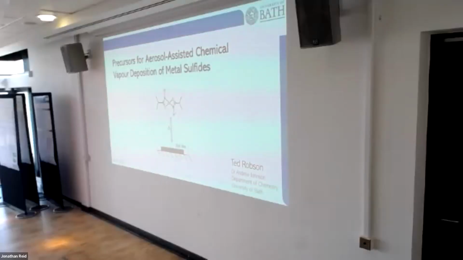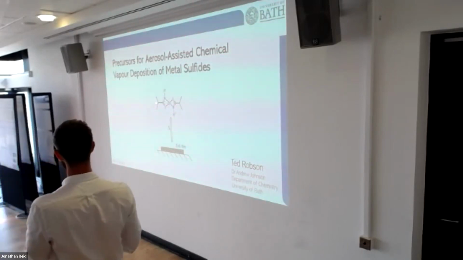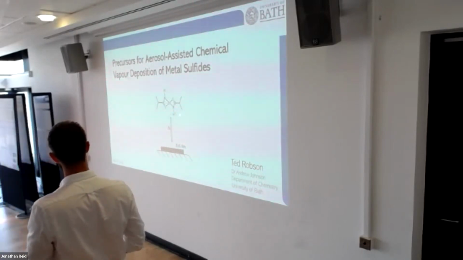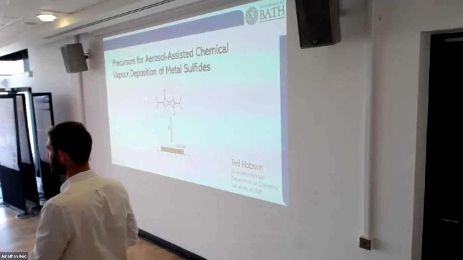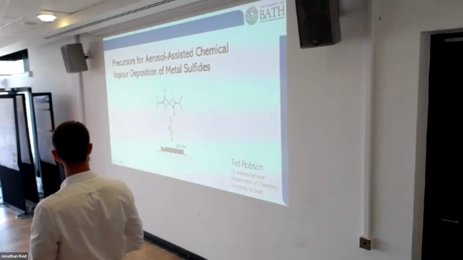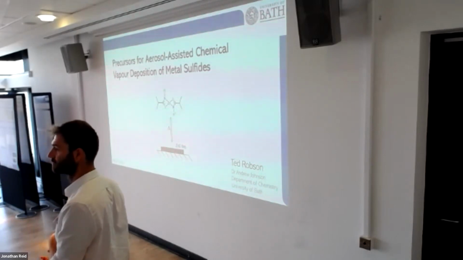Research that I'm doing now. This is from a few months ago. And that concerns precursors for aerosol-assisted chemical vapor deposition of metal sulfides. In short, what I've been doing is designing chemicals like this that would readily decompose to form functional thin films.